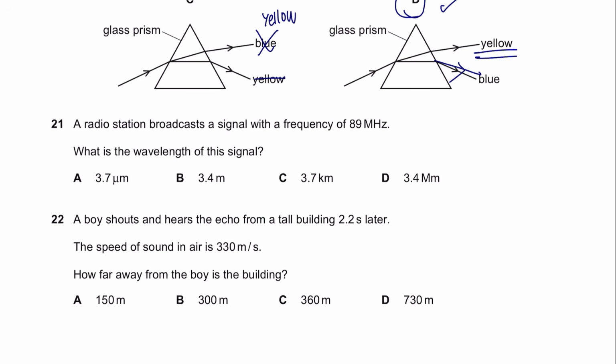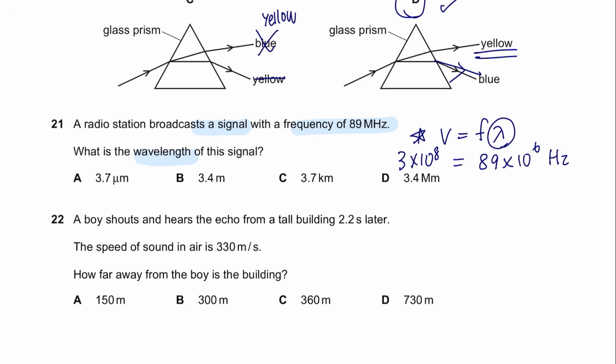Question 21. A radio station broadcasts a signal with a frequency of 89 MHz. What is the wavelength of this signal? Okay, using our formula of speed equals frequency times wavelength, we can get our wavelength, which is lambda. The speed is the speed of light, which is a fixed value, 3 times 10 to the power of 8. Make sure you remember this value. The frequency equals 89 times 10 to the power of 6 Hz. So rearrange these to get your lambda and you will get the value of 3.4 meters.